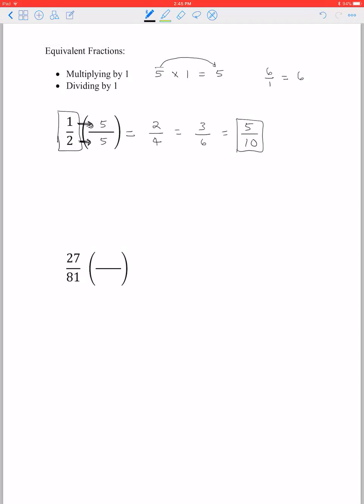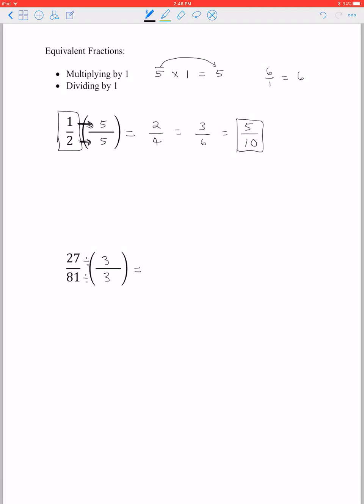And equivalent fractions can work the other way. If I divide a number by 1, I still have that same number. So we want to find an equivalent fraction that's equivalent to 27 over 81, but it has to have the same value. So what I want to do this time is divide 27 by the same number that I divide 81 by. And I happen to know that both of those numbers are divisible by 3. So I'm going to divide both of them by 3. 3 divided by 3 is 1. So 27 over 81 divided by 1 is still going to be equivalent to 27 over 81.